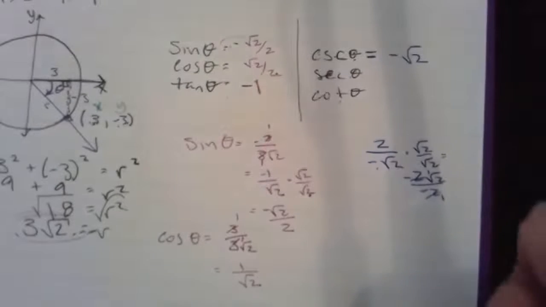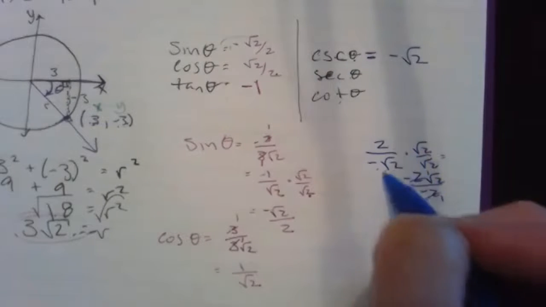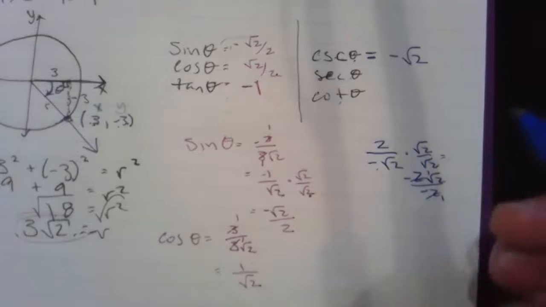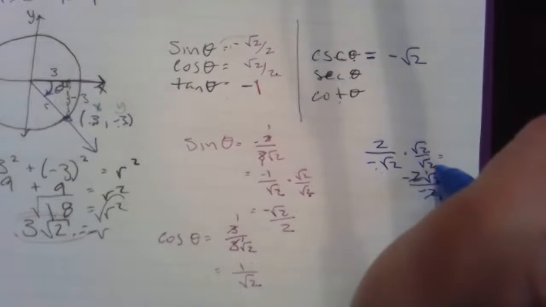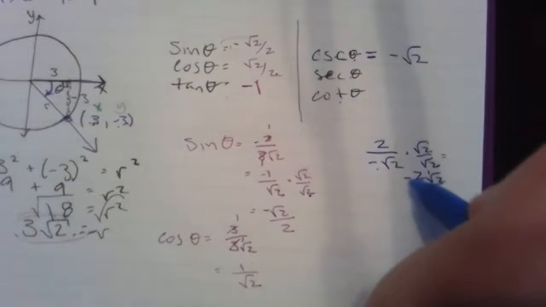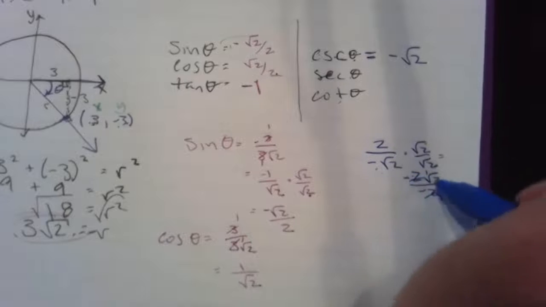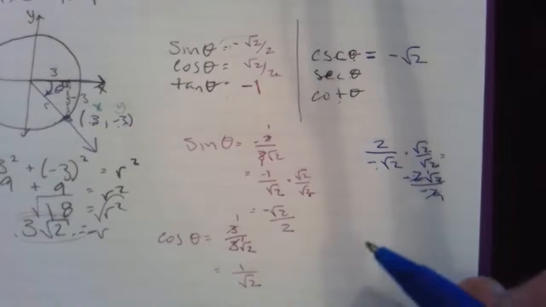But there's an easier, oh, I apologize. You could not see that. I took the reciprocal 2 over negative rad 2, and I multiplied by rad 2 over rad 2, and I simplified it, and I moved the negative up top. I got negative rad 2. Okay, but there's an easier way to do it.